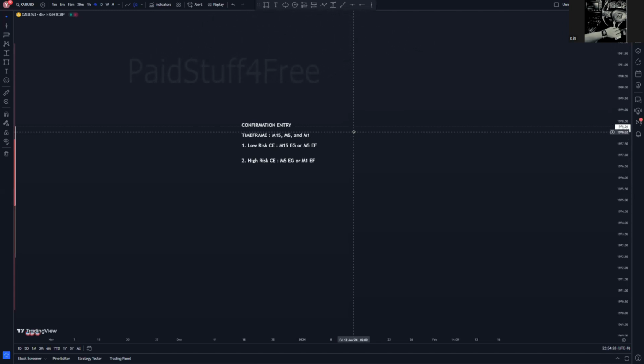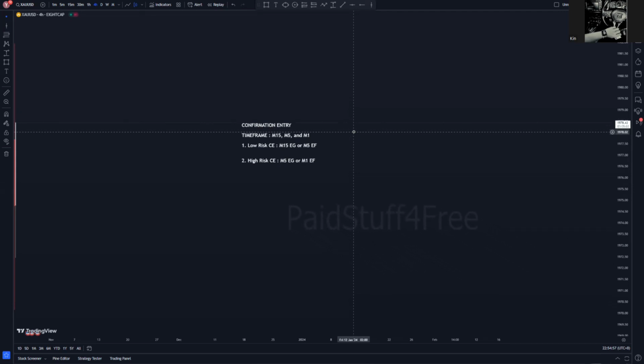And how about the high risk confirmation entry? I took another 4 months doing this, using the high risk confirmation entry, and the win rate was 57 to 60%, something like that. It's still profitable, but the weakness of the high risk confirmation entry is that sometimes the M5 EG can be broken, sometimes the M1 EF can be broken.